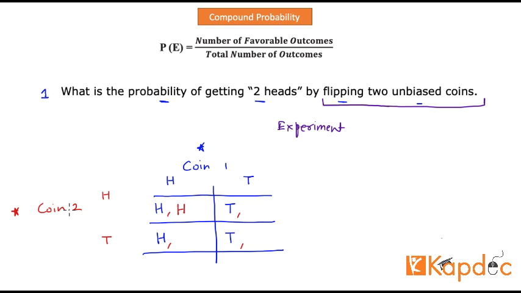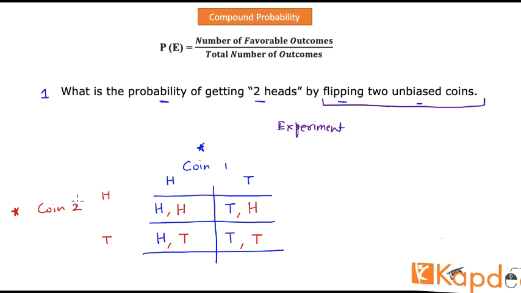If coin 1 results in a tail and coin 2 results in a head, then that is going to be my second outcome. If coin 1 results in a head but coin 2 results in a tail, then that is my third outcome. If coin 1 results in a tail and coin 2 results in a tail, then that's my fourth outcome, right? So this is the space of all possible combinations of outcomes from these two events.